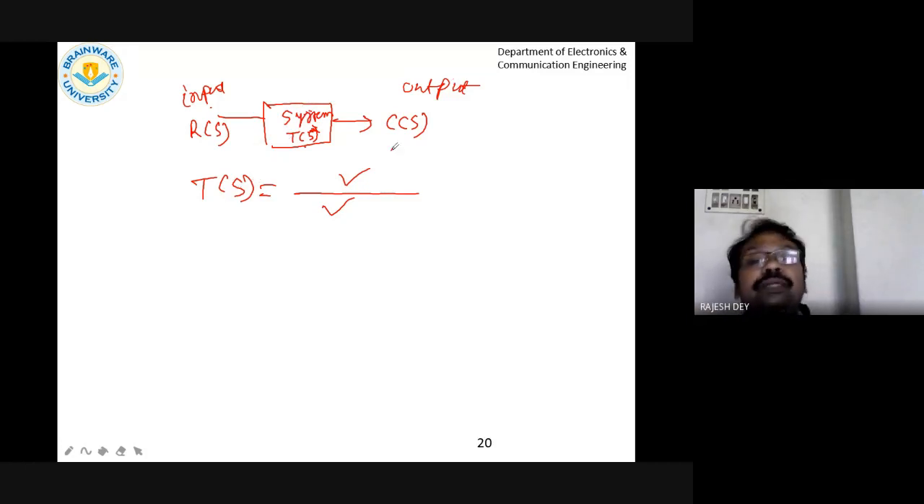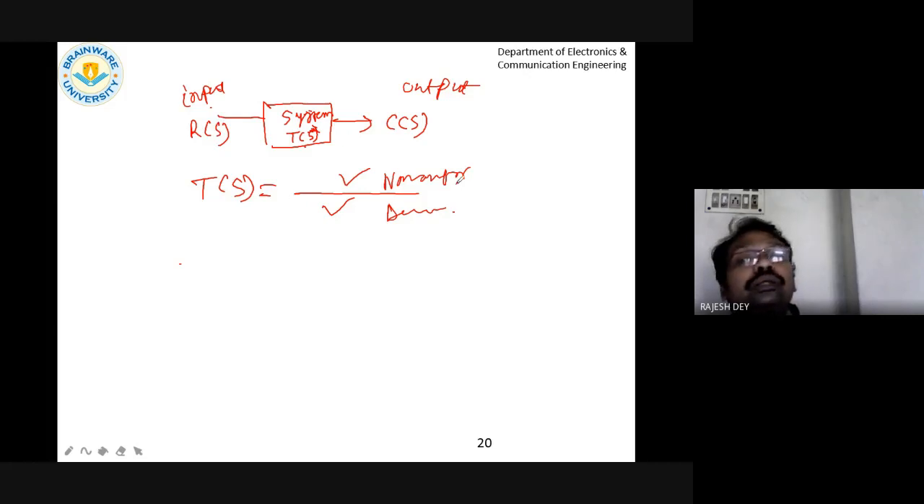In the transfer function, it may be in fractional form. So one is the numerator part, another is the denominator part. When the numerator is 0, the gain of the system will be 0. If the numerator is 0, then the gain of the output will be 0 automatically. And when the denominator part is 0, the system gain is infinite.